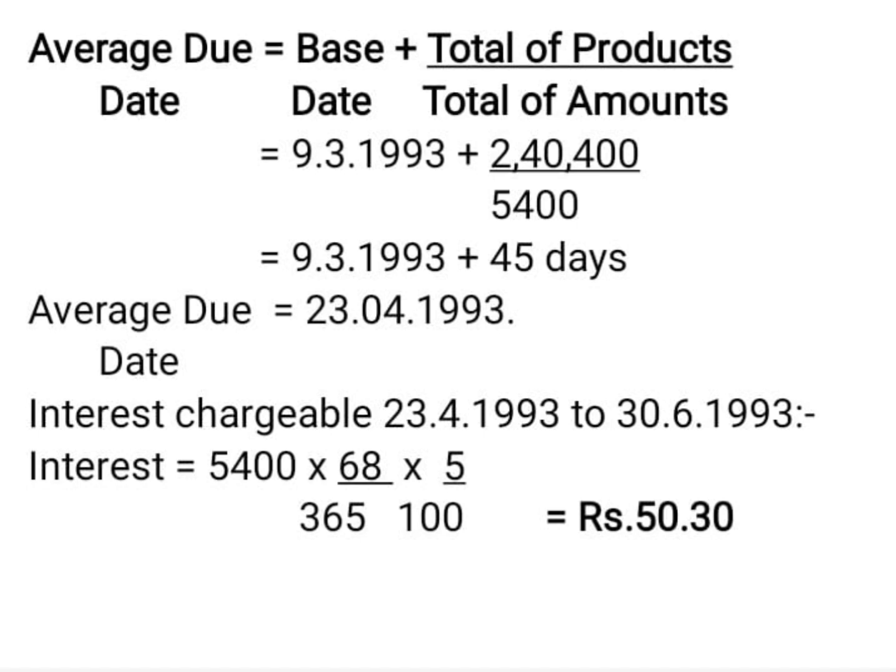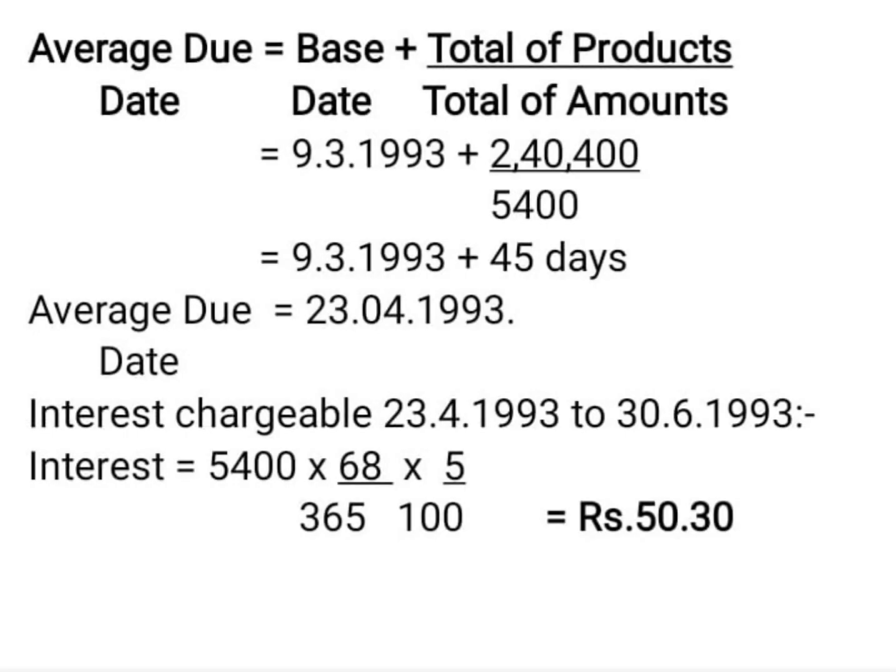By the calculation we will get 45 days. From 9th March 1993 we have to add 45 days. By adding we will get the average due date as 23rd April 1993. This is how we should calculate average due date.